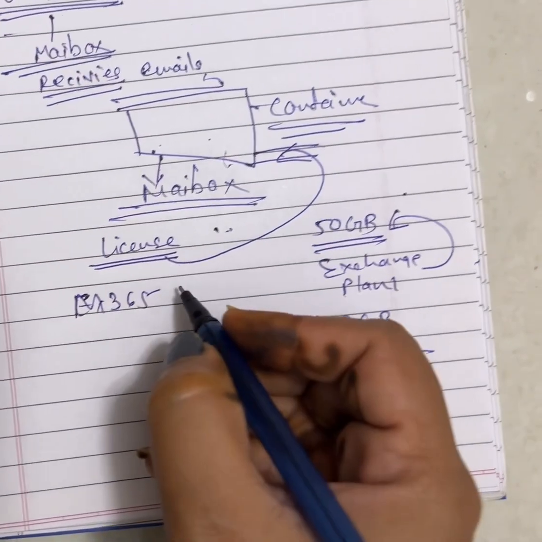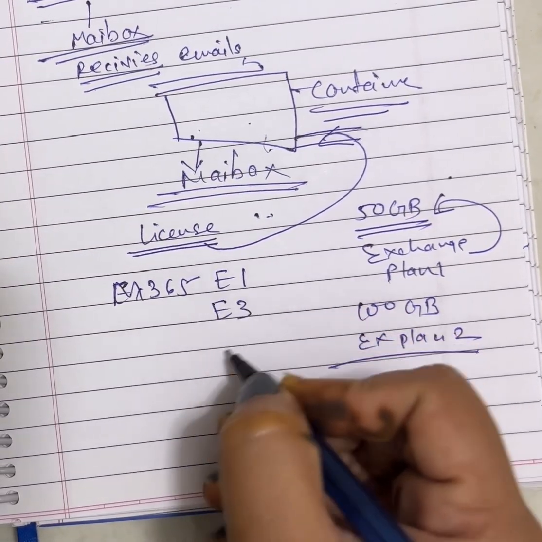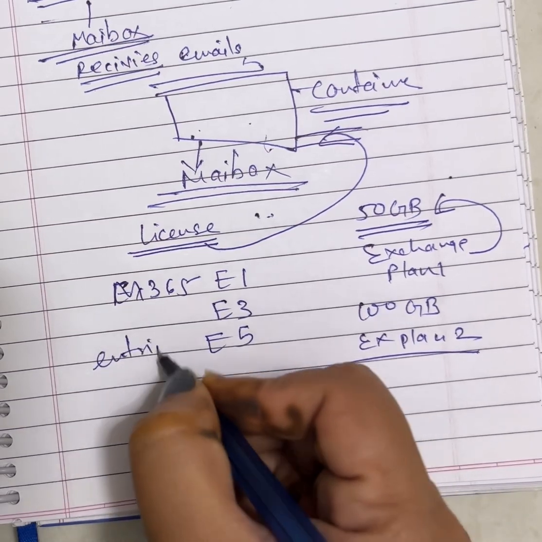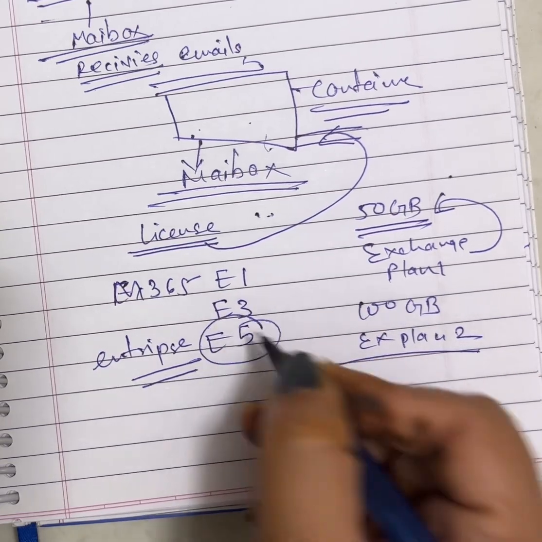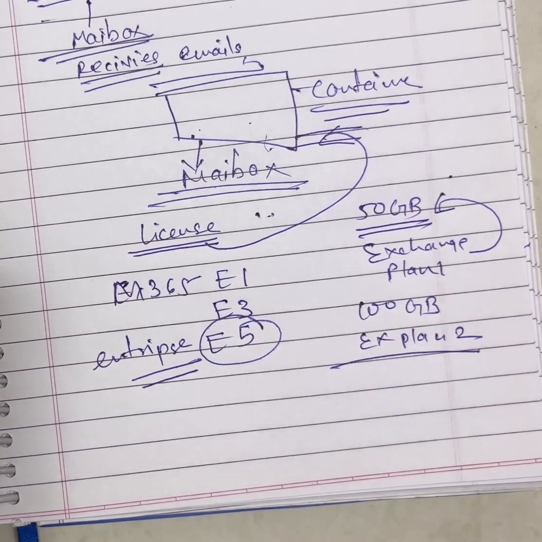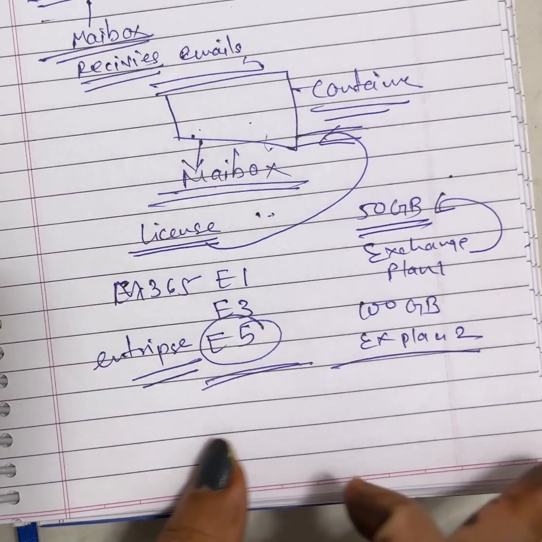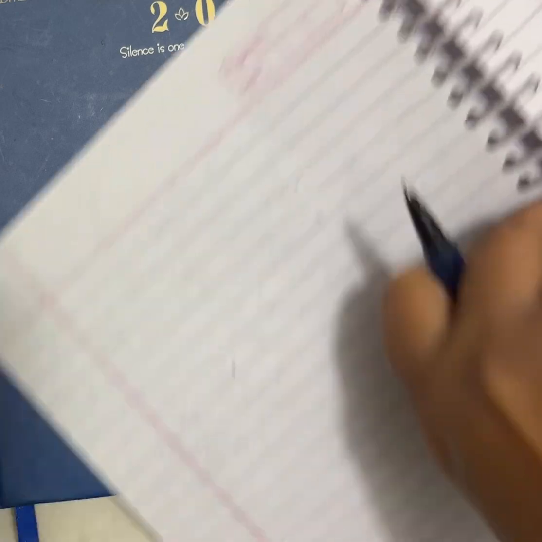So we have the M365 license, E1 we call it, then we have E3, then we have the E5 enterprise license. These are called enterprise licenses. Enterprise license E5 is the biggest one, you can say. Apart from E5 there is nothing bigger. Okay, so let's go to our topic.